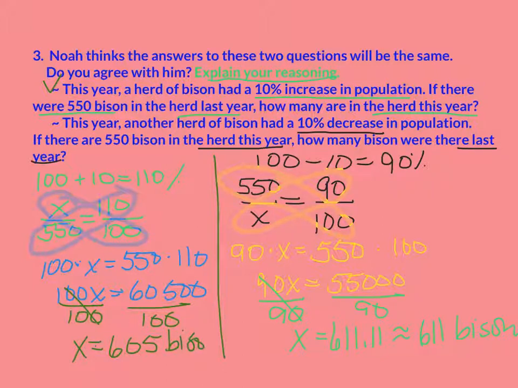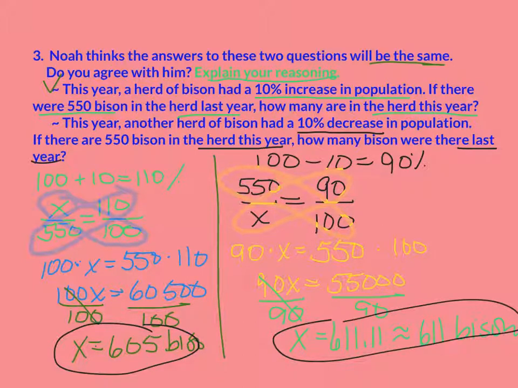So the question is, do you agree with him? Noah thinks the answers will be the same. Do we agree with him? Well, I don't believe we do, because on this side we have 605, on this side we have 611, so we do not agree.